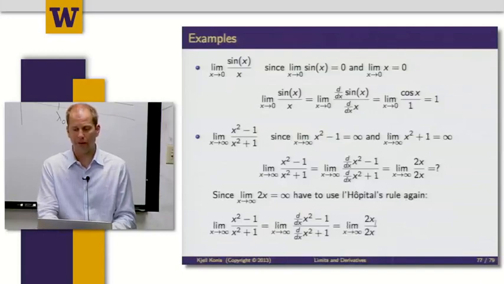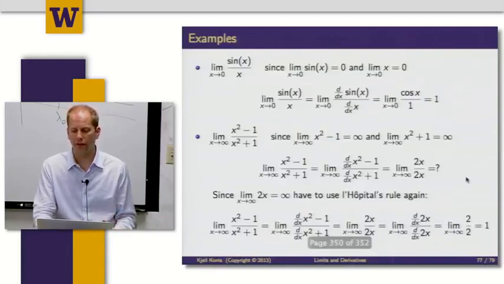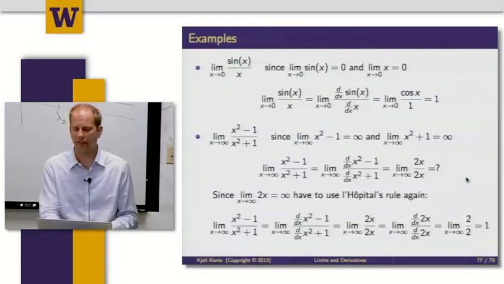And so I end up with where I was before, take the derivative one more time, so now I end up with 2 over 2, and that's always going to be equal to 1, regardless of x, so the limit as x goes to infinity of that is going to be 1.